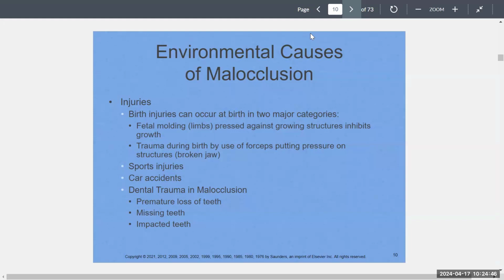Because when it comes to getting your child to survive, the doctor's got to do whatever they can to get the child out to make sure they survive. So sometimes you can have a traumatic birth experience, sports injuries, car accidents, dental trauma and malocclusion, like premature loss of teeth, missing teeth, or even teeth that are just impacted, like wisdom teeth.